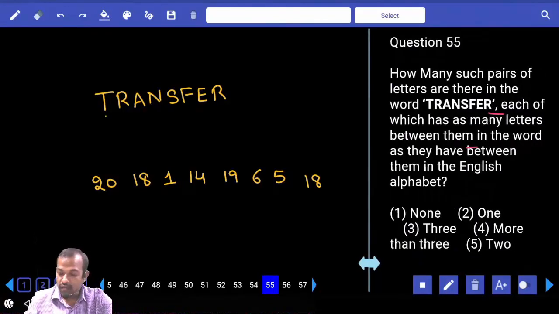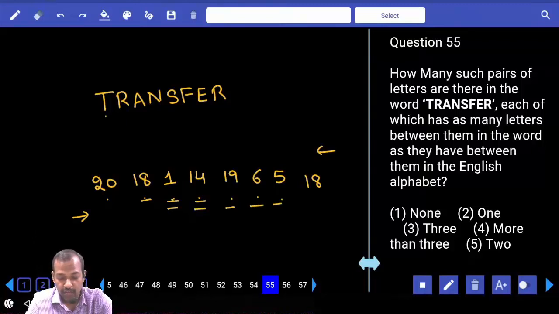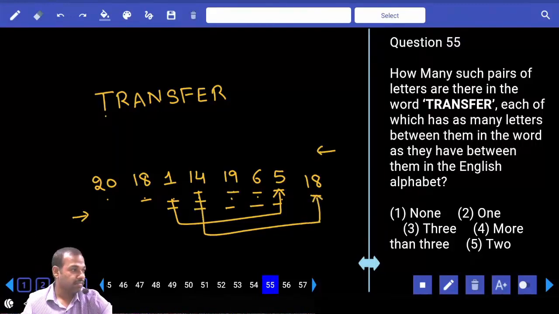Right. So now we have to find the pairs of letters in both forward and backward direction. In forward, 20, 21, 22, 23, 24, 25 and 26. After 26 we should not go for the next letter A. Next one, 18, 19, 20. Any other highest number here? No. Next one, 1, 2, 3, 4, 5. Now tell me, 1 and 5 is a pair or not? Isn't it? And 5 after 6. Next one, 14, 15, 16, 17, 18. Now tell me, 14 and 18 is a pair or not? Isn't it? Next one, 19, 20. After 20, any highest number? No. And 6, 7, 8, and 5 after 6. In forward, how many pairs are we getting here?